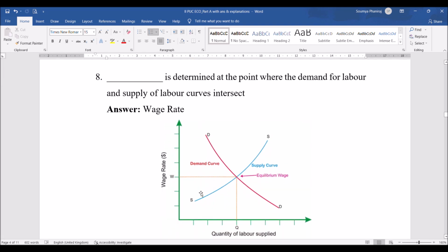Eighth question. Dash is determined at the point where the demand for labor and supply of labor curves intersect. The answer is wage rate. As you can see in this graph, on one axis we have quantity of labor supplied and on the other axis we have wage rate. So this is the equilibrium wage that can be fixed. This is the demand curve and this is the supply curve.